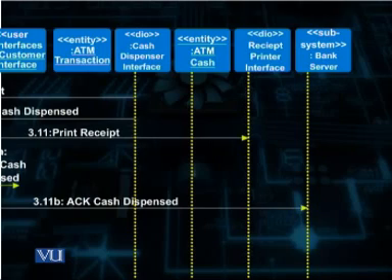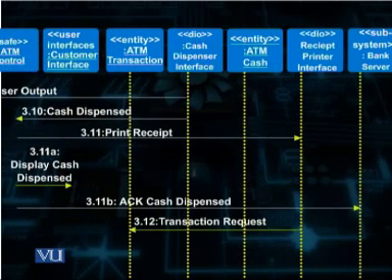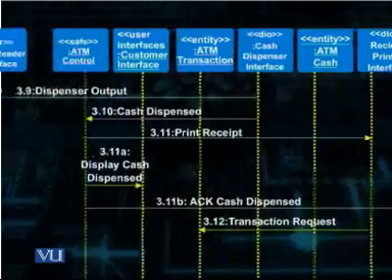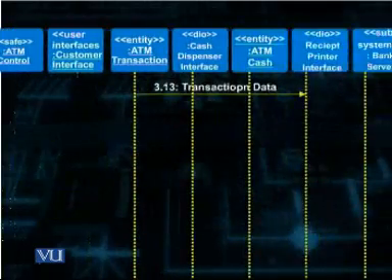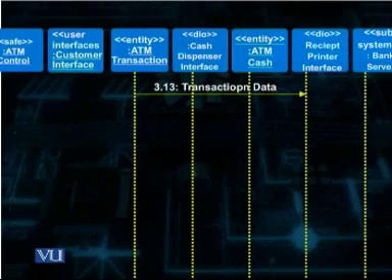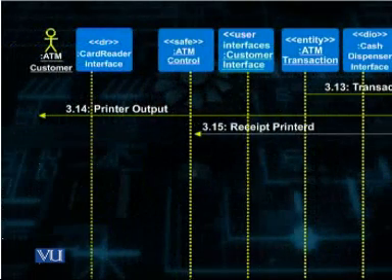Then a message is sent by the customer interface to get an acknowledgement from the customer that the cash has been dispensed. A transaction request is sent from the printer interface, because at the end of it the receipt has to be printed, and that data is available at the ATM transaction, and this data is then sent to the ATM's receipt printer, which prints a receipt, and that receipt is made available to the customer.